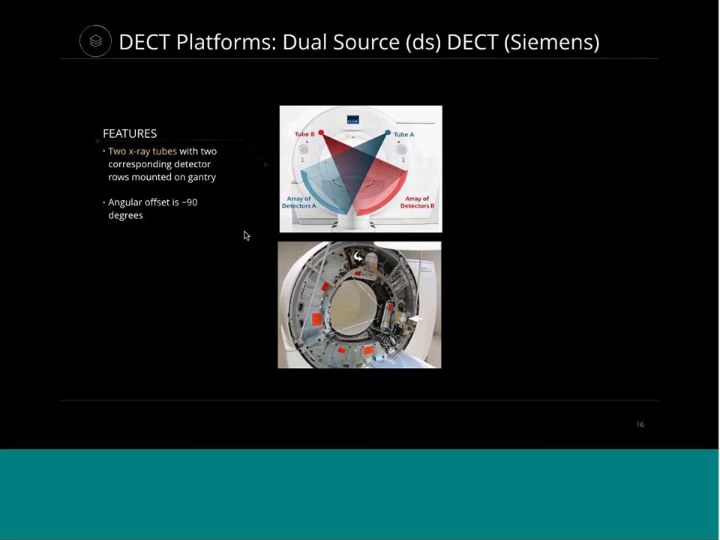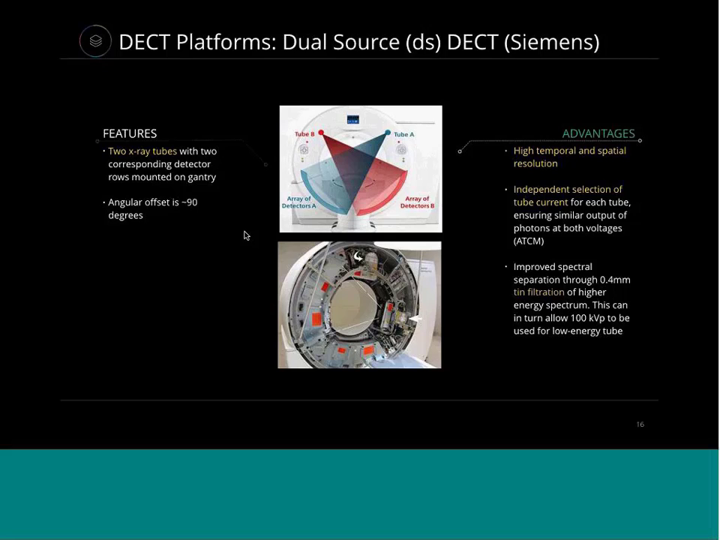With Siemens, the dual source dual energy CT, again, this is basically one gantry. It has 2 tubes and 2 detectors, okay, and they're offset about 90 degrees. It has several advantages. You can do dual current modulation mainly, and you can increase the spectral separation by applying a tin filter. I'll get into this in a minute. But the main advantage of this that you should keep in your head is we can dual current modulate, okay, because you got 2 independent tubes and 2 detectors.